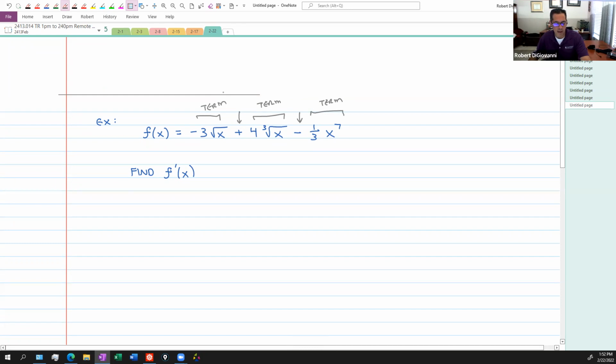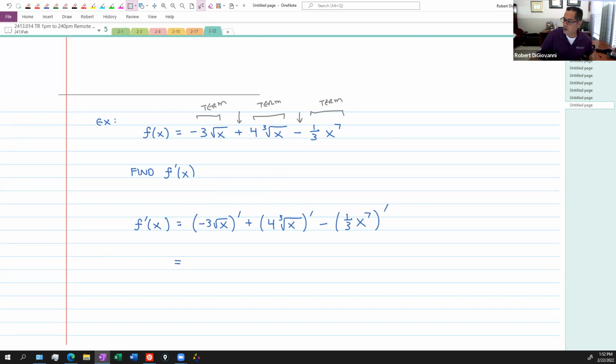So the idea here is that if your original function has a bunch of terms in it, you can do term by term differentiation. You can do differentiation of each term one at a time and just add or subtract those answers. So take a minute to see if you can get this. What is the derivative of this? So you're going to do -3 root x, you're going to take its derivative, plus the 4 cube root of x, take its derivative, and then minus the 1/3 x to the 7th, take its derivative, and see what you get. I'll give you a minute or two.